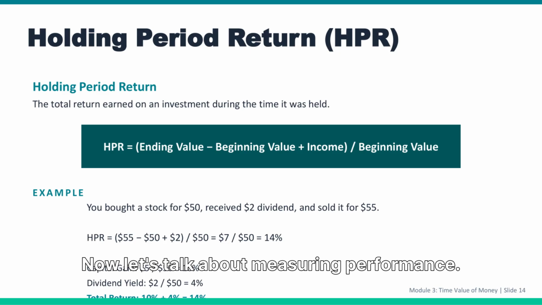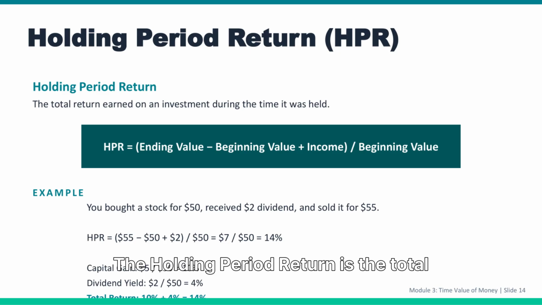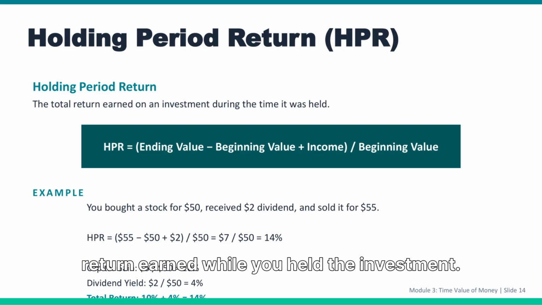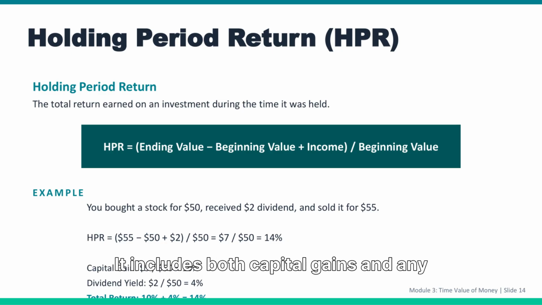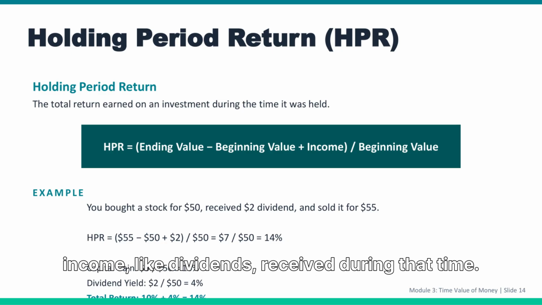Now let's talk about measuring performance. The holding period return is the total return earned while you held the investment. It includes both capital gains and any income, like dividends, received during that time.